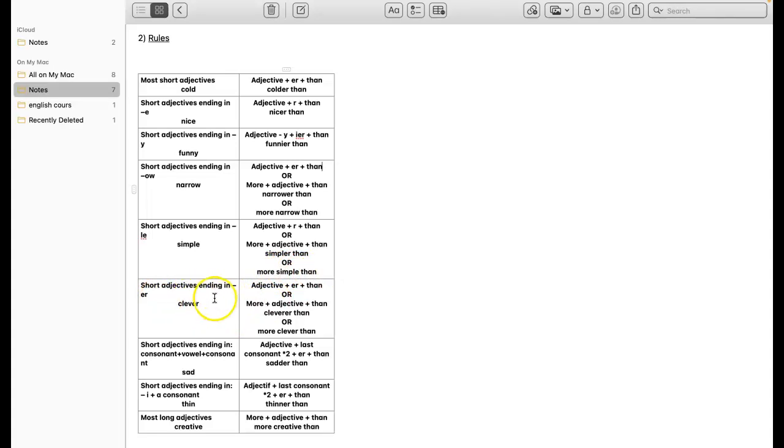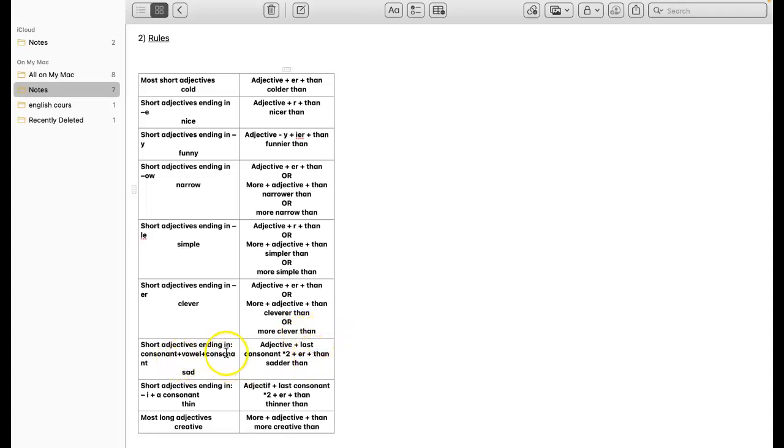For short adjectives ending in er, like clever, we take the adjective, we add an er plus than, or we use it as a long adjective, and for this case we put more plus the adjective plus than. And here clever becomes cleverer than or more clever than.